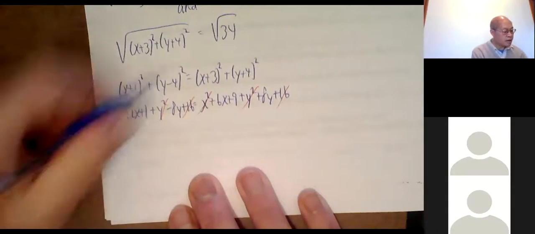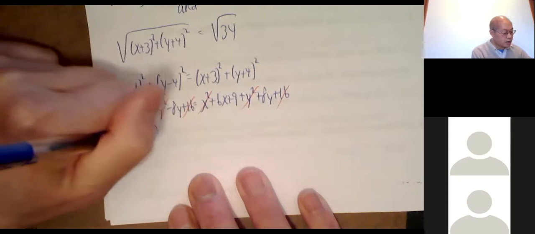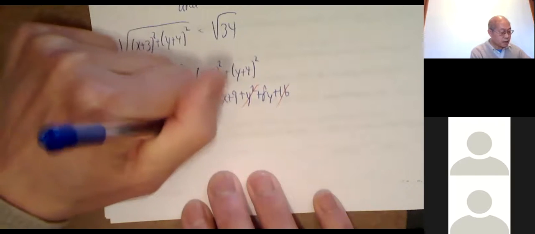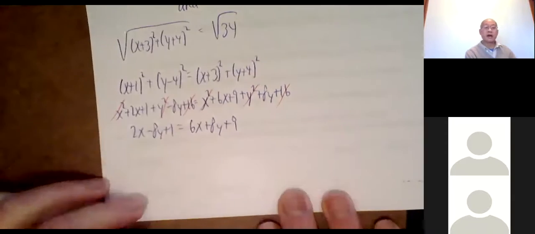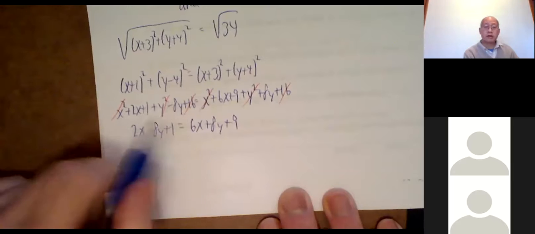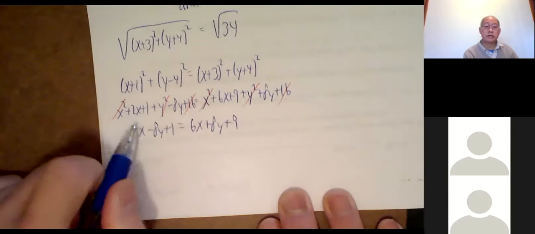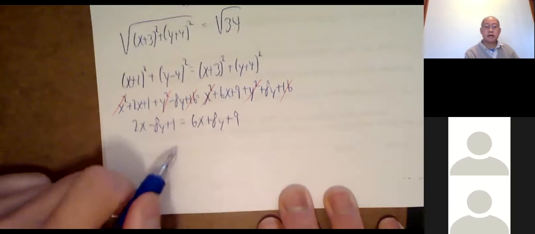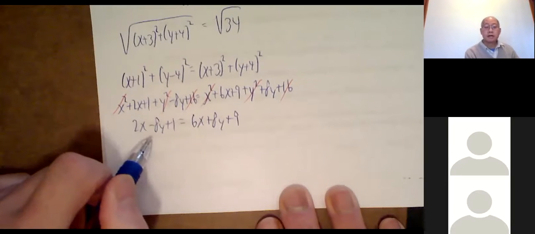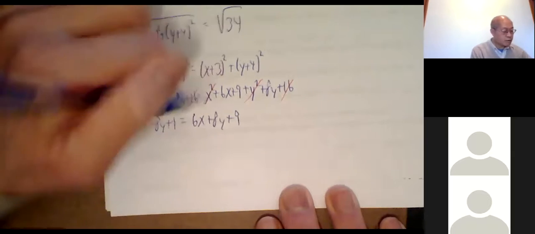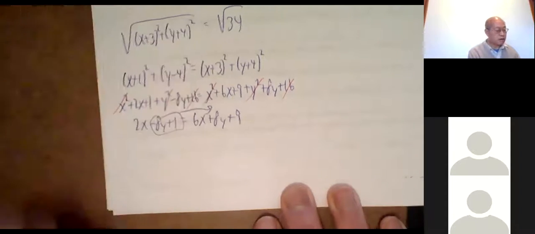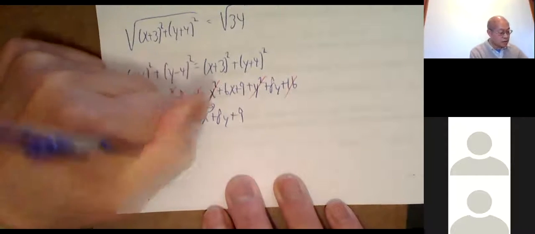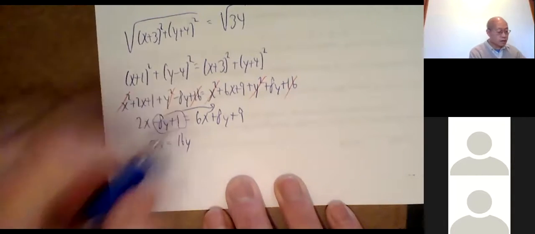On this side, I have 2x minus 8y plus 1. And on this side, I have 6x plus 8y plus 9. Subtract x squared, gone. Subtract y squared, 16 is gone. So 2x minus 8y plus 1, 6x plus 8y plus 9. Okay, I think I'm good. Let's see. How about I will throw these guys over here. Okay, 2x equals. So I'm adding 8y, and I'm subtracting 1.